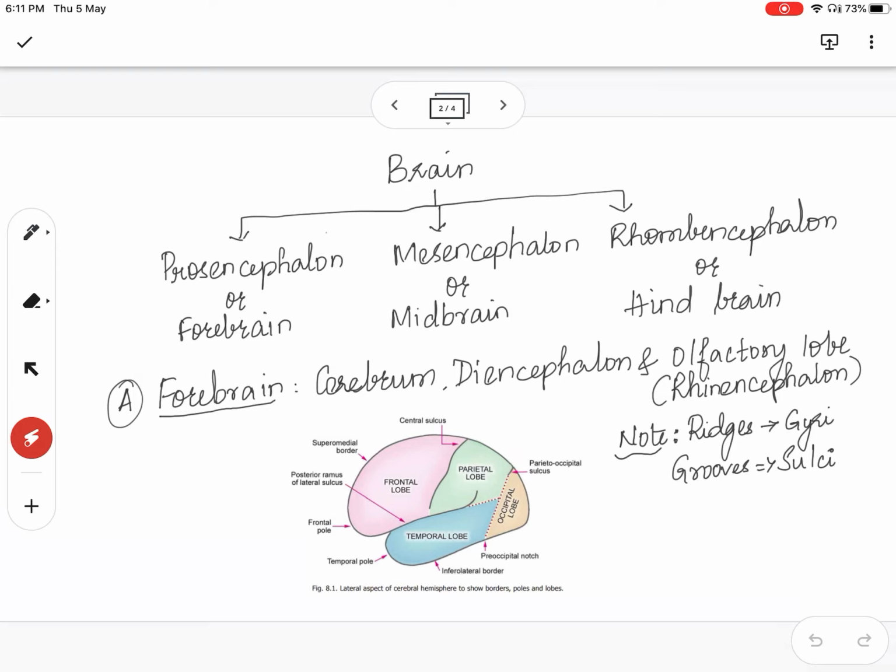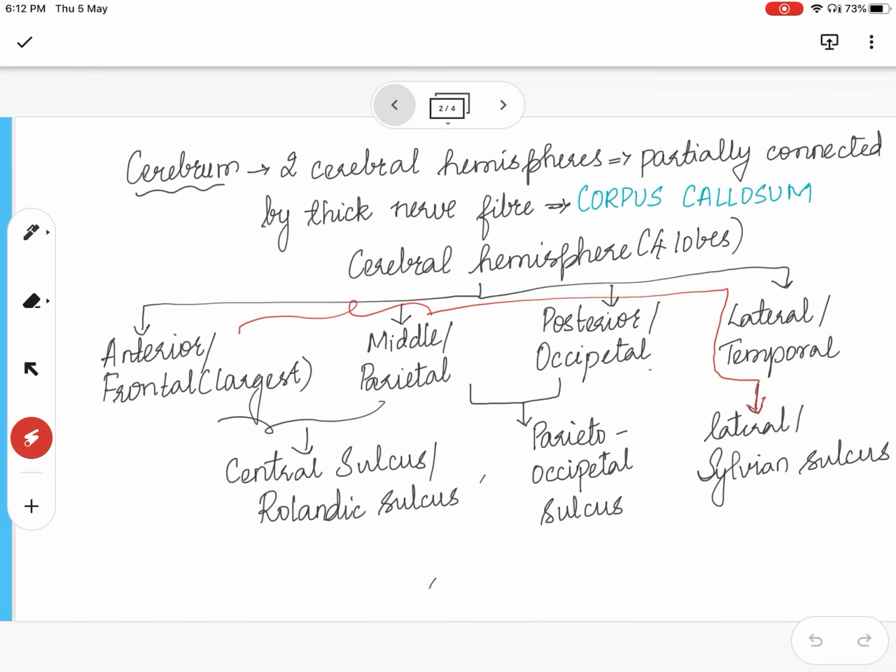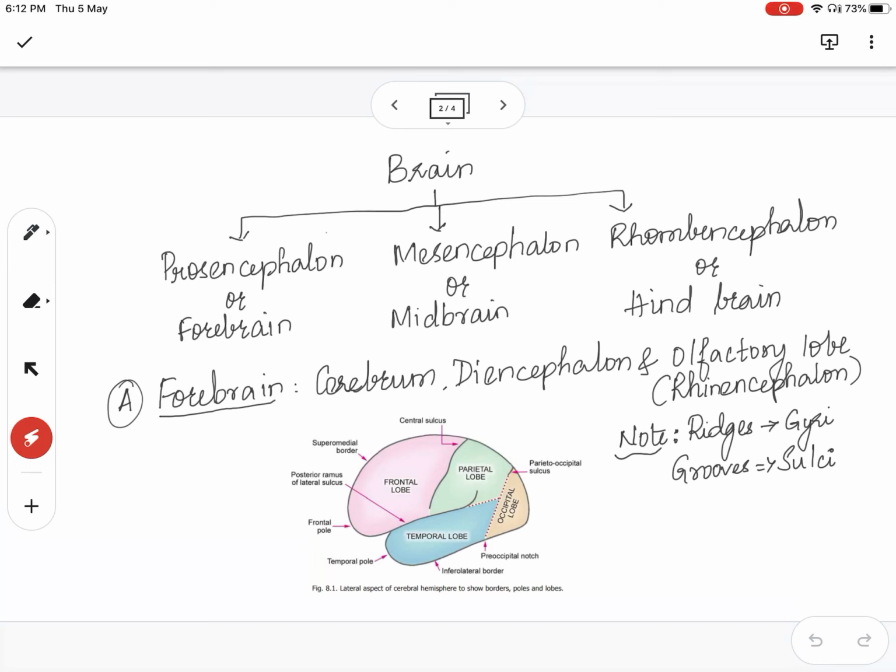Similarly, the third one is the posterior lobe. The posterior lobe is also called what? It is also called the occipital lobe. If you can see over here, I've mentioned the posterior lobe, which is also called the occipital lobe. It is separated from the parietal lobe.